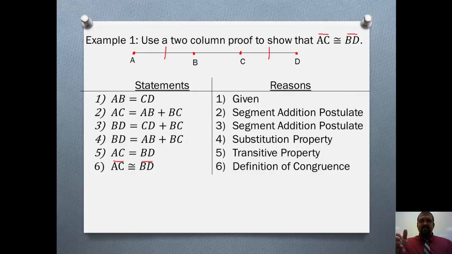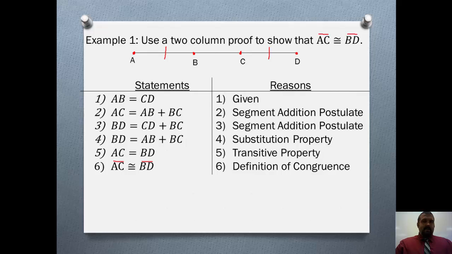The first step matches up to the first reason. So what allows me to say the first thing is that it's given. What allows me to say the second and third thing is just a postulate that we have learned in the past. This is an important one. You might want to memorize it because you will use it just a little bit.